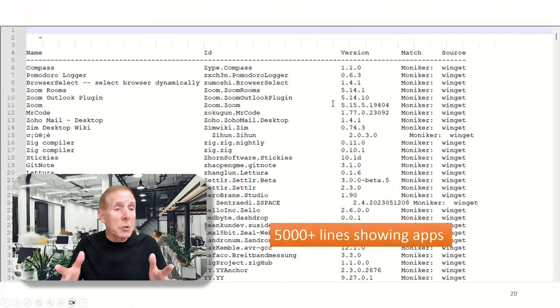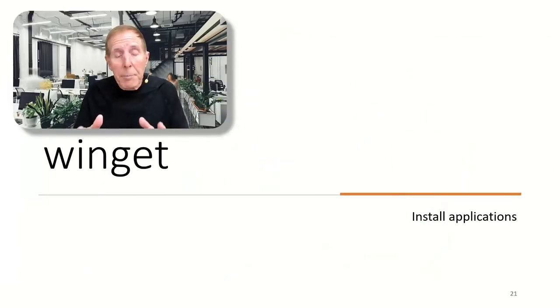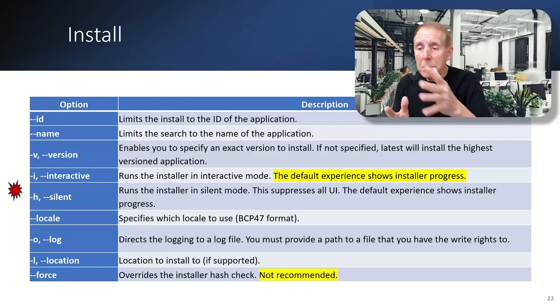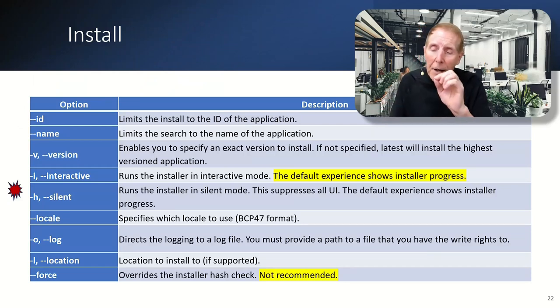So when you do this, you're going to see there's about 5,000 software packages available, accessible via Winget. Now, quantity does not mean quality. Let's take a look at installing applications with Winget. Now, the Winget install command has many parameters. I've highlighted a few that are probably the most interesting and most commonly used.